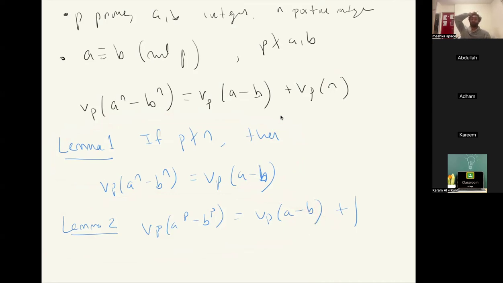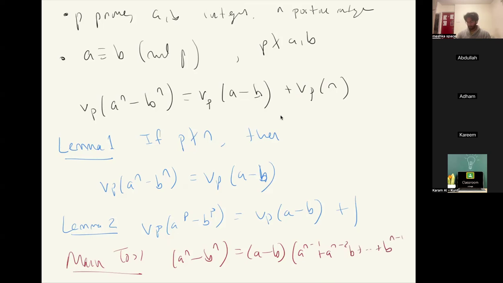So let's prove the two lemmas. For both lemmas, the main tool we're going to use is the geometric series identity that lets you factor A to the n minus B to the n as A minus B times this geometric series term. So this is the main tool, and let's see how we use it to prove the two lemmas.